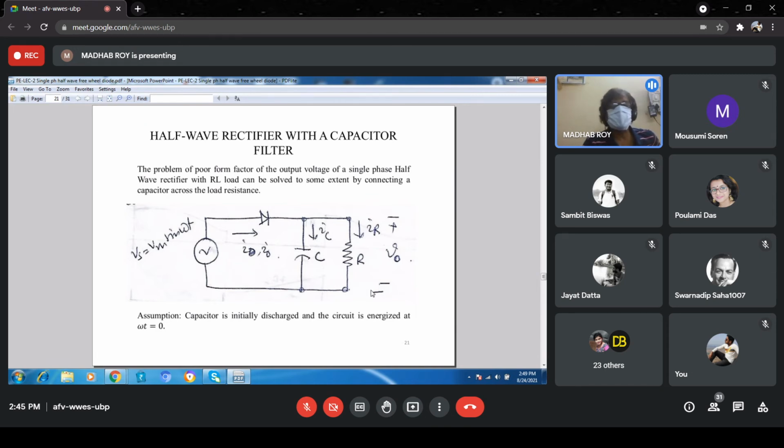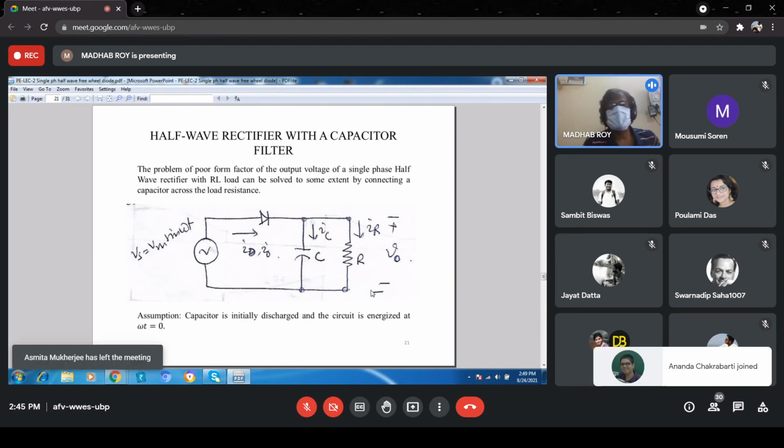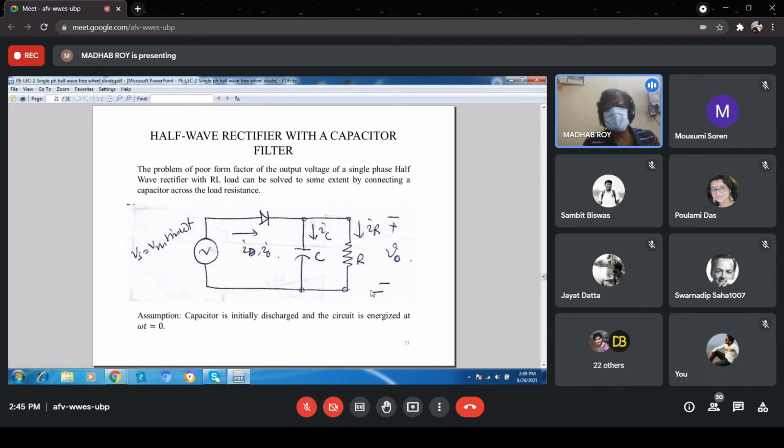You know that inductance is a very complicated element. What is the problem with the inductance? Pure inductance is not possible. There will be some power loss as hysteresis and eddy current loss. So heavy power loss will take place in the circuit. That's why an inductive solution for a circuit is not always acceptable from the practical point of view. So we have to go for another kind of solution to improve the ripple in case of poor form factor.